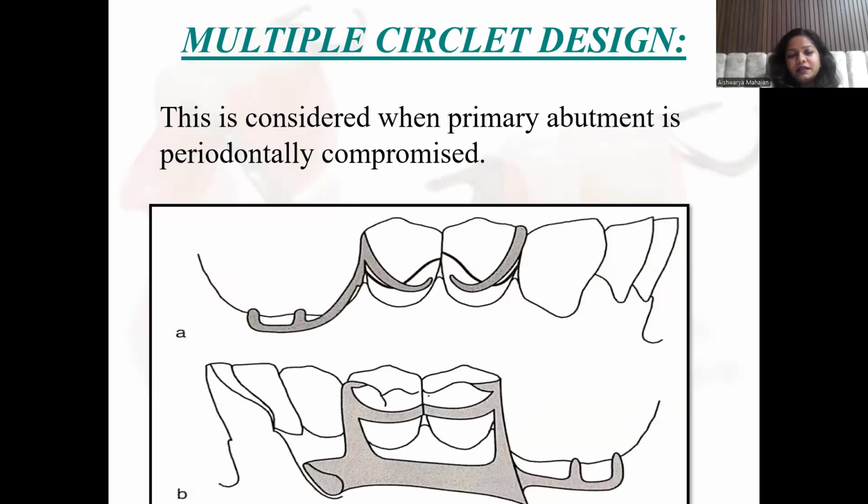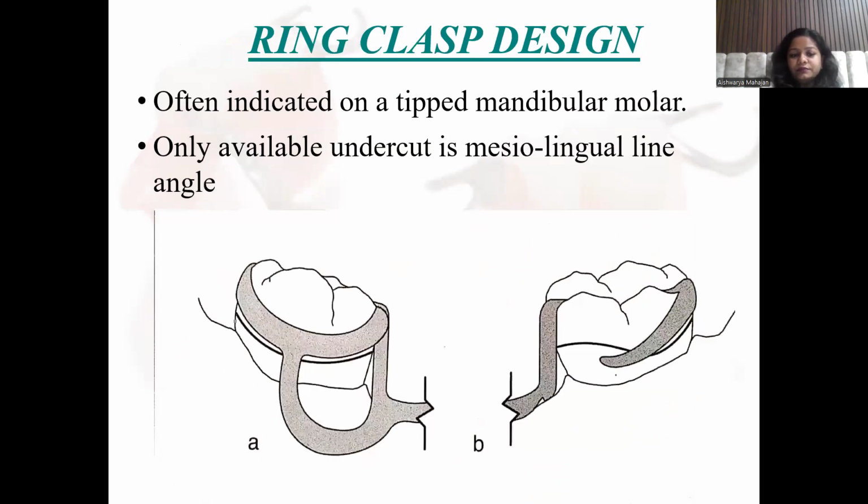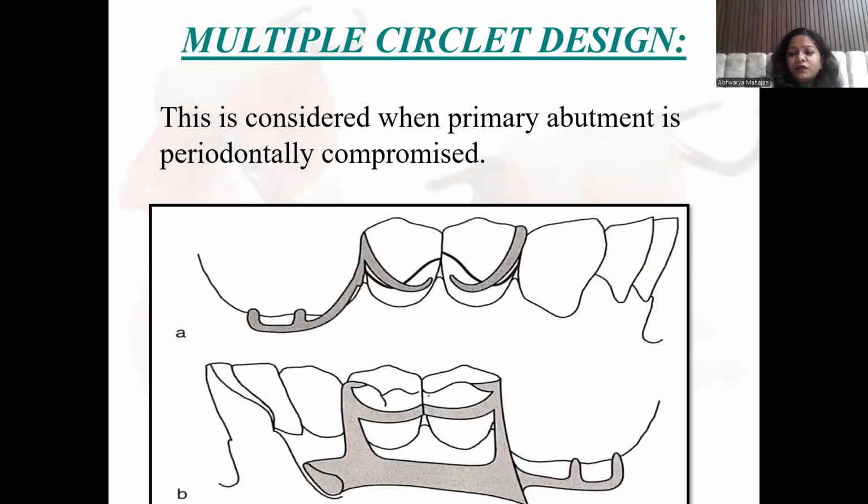This is considered when the primary abutment is periodontally compromised. It involves two simple circlet clasps joined at the terminal aspect of their reciprocal elements. So here this is 1 and 2. Both of these are simple circlet clasps and the reciprocal elements are joined together.